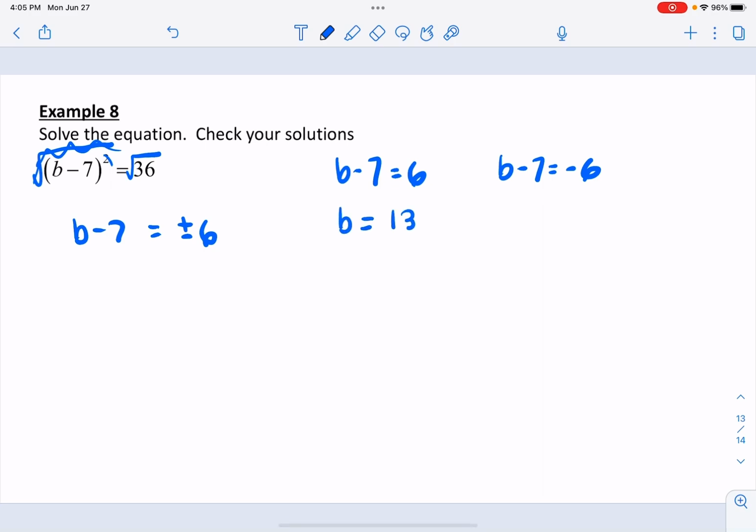Add 7 to both sides. Add 7 to both sides. I had the correct answer. I was thinking about it in my head, just couldn't write it. Now it says to check my solution.